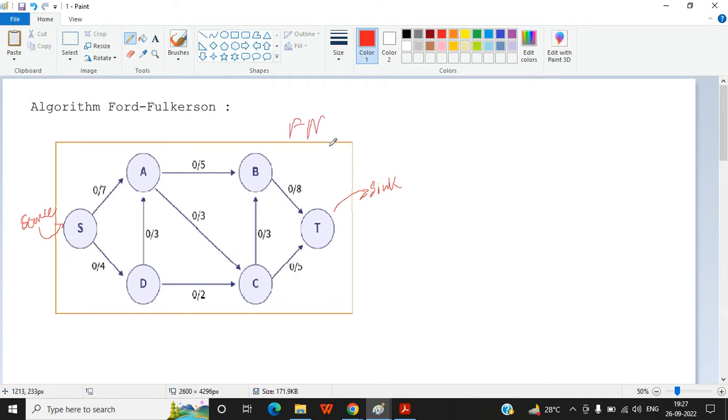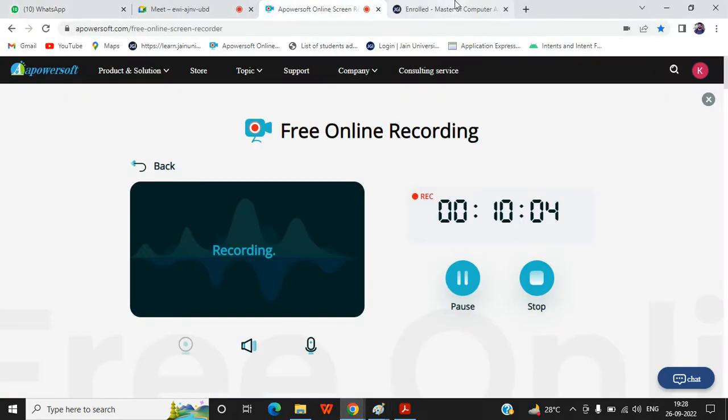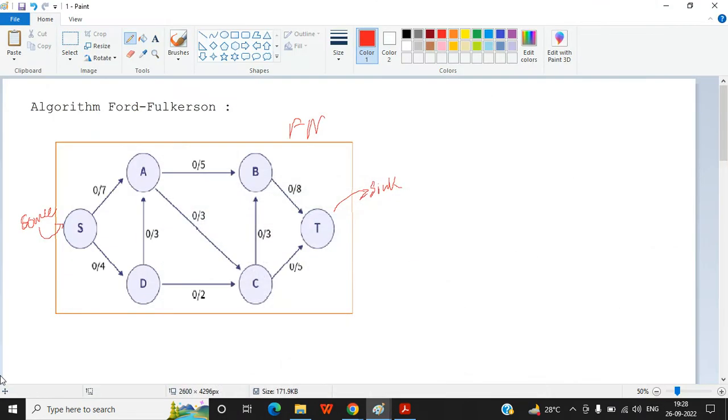You can identify this as a flow network. The purpose of this algorithm is to find the maximum flow that can pass through the network from source to sink. So to understand that algorithm, we will calculate the maximum flow according to the Ford Fulkerson algorithm.